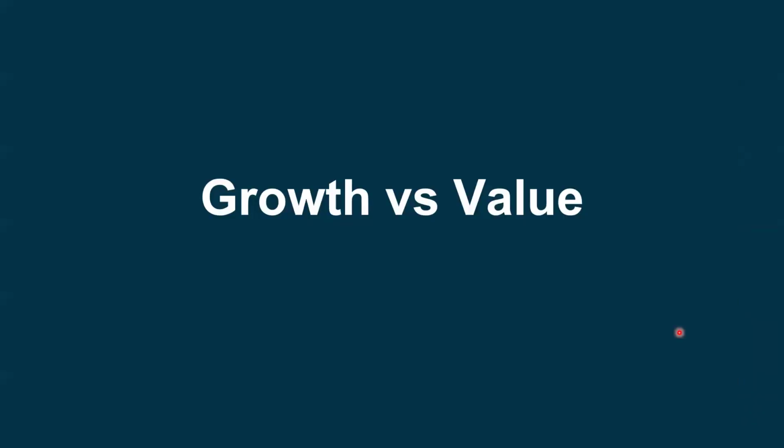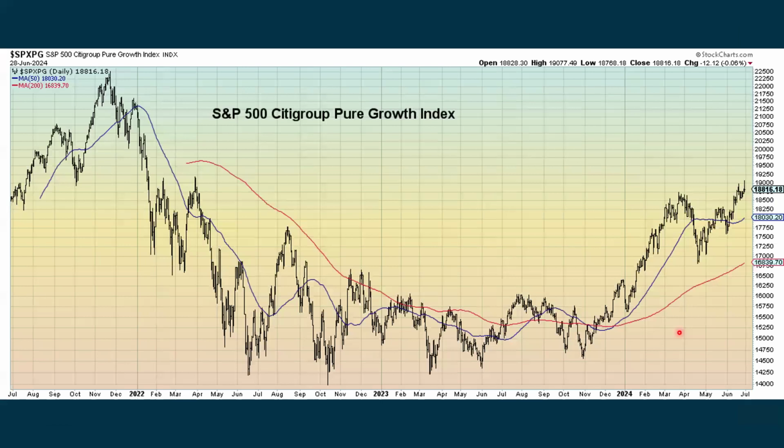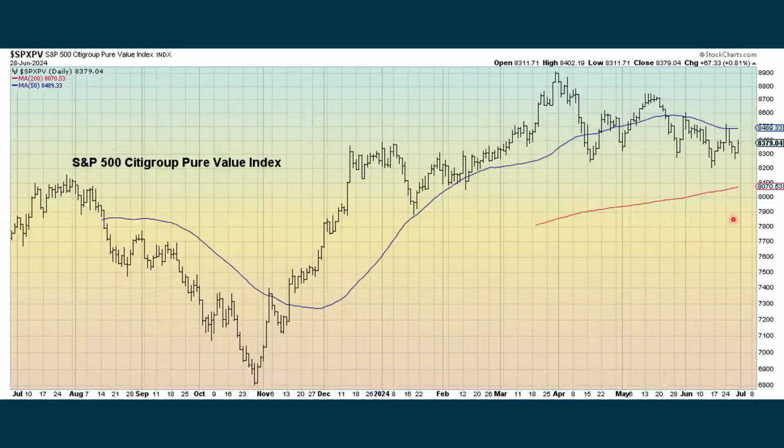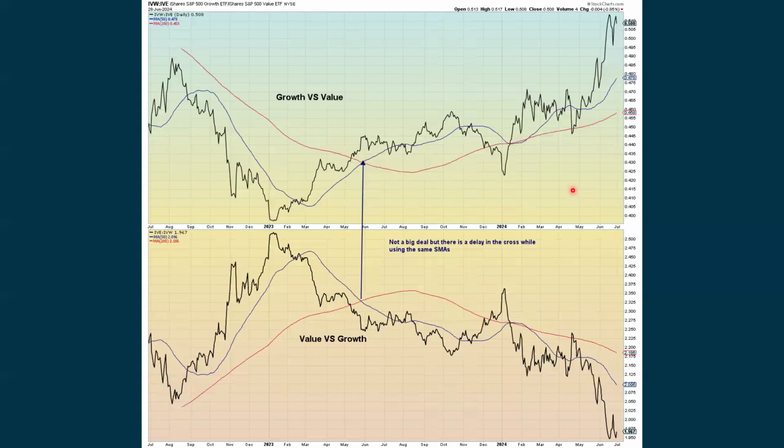Then I look at growth versus value. The first one here is an index of pure growth. And you can see, looking at it by itself, it is in an uptrend and doing pretty well these days. We also look at a pure value index all by itself. This one is not as strong, and that's what we see in a more solid environment. We see growth tending to outperform value. It's below its 50-day moving average, but still in an overall uptrend.